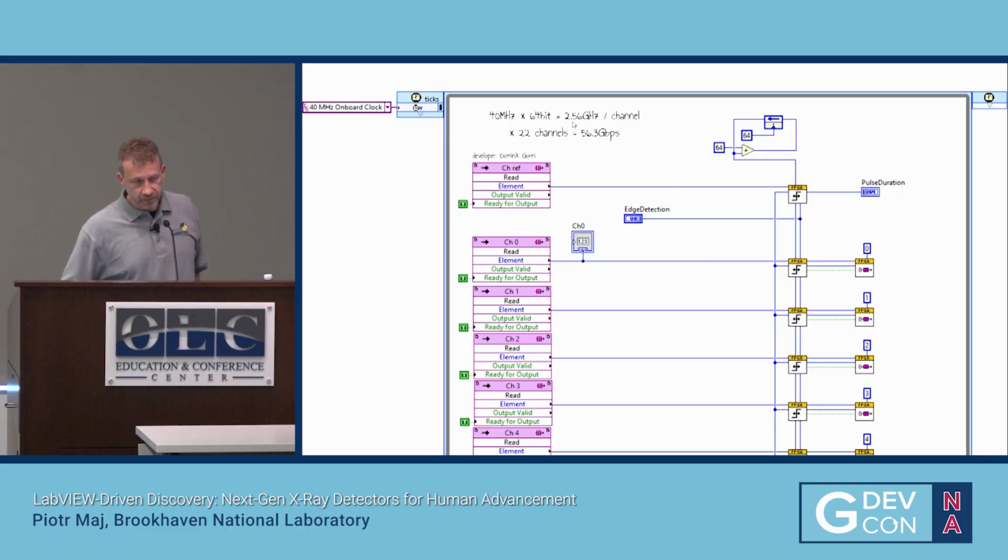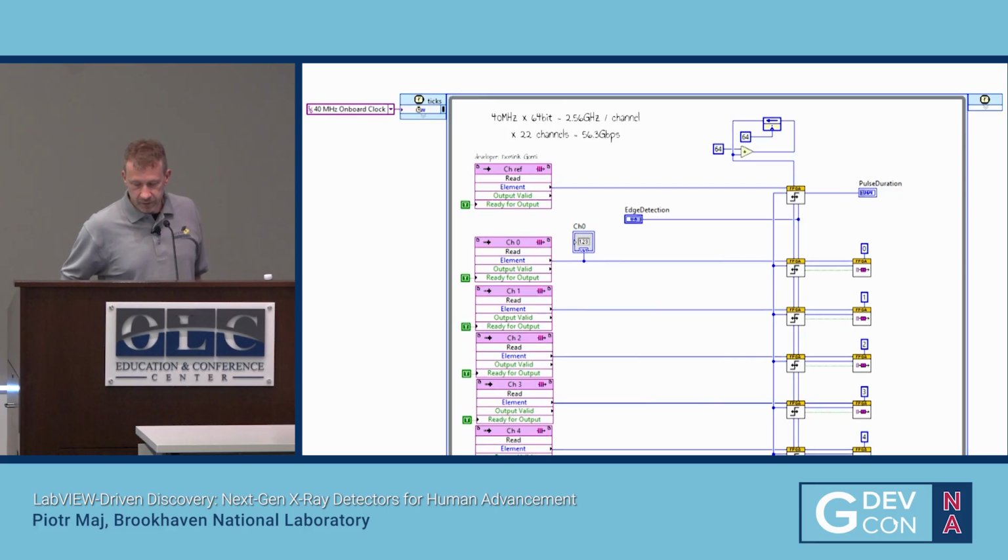Even quicker system is another detector that uses the acquisition of 32 channels, but each channel is sampled at 2.56 gigahertz. This is the sampling rate of I/O nodes, digital I/O nodes on FPGA. It results in more than 56 gigabits per second continuous data stream to be processed by FPGA.